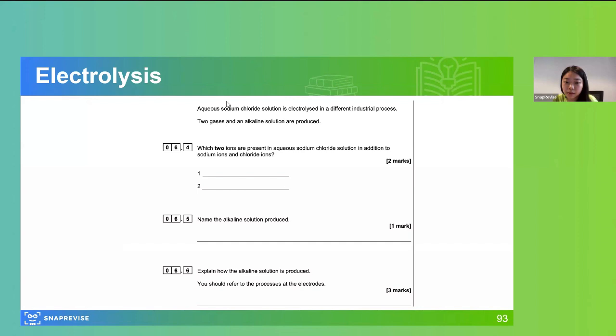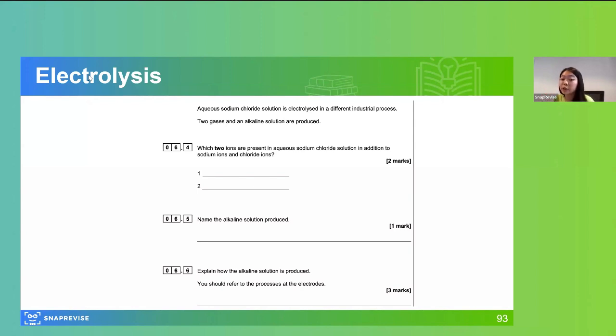When it comes to this question, someone asked a question, I'll answer that later. But the two ions are present in the aqueous solution in addition. So it's asking you what ions are in the solution except for sodium and chloride. It tells you in the question it's an aqueous sodium chloride solution. So you know that there's going to be sodium and chloride ions, and there's going to be other ions in there. Because there's water, it's going to be OH- and H+. So the OH- and H+ are going to be the other ions present.